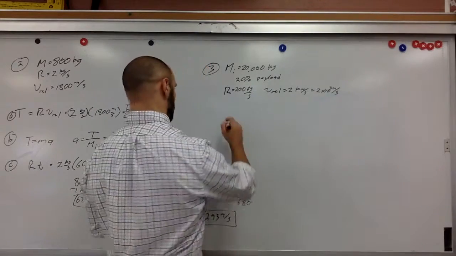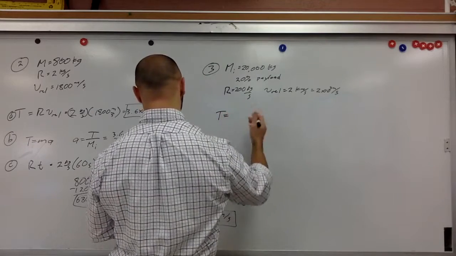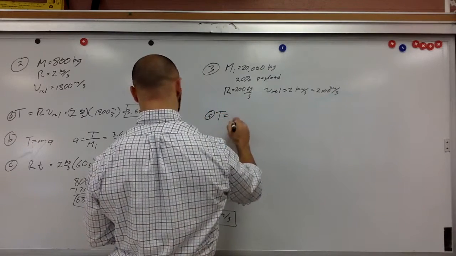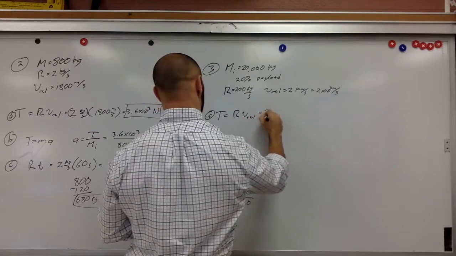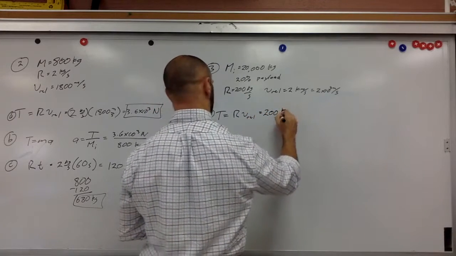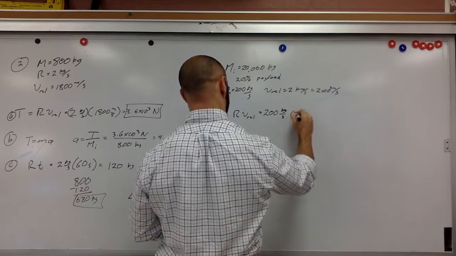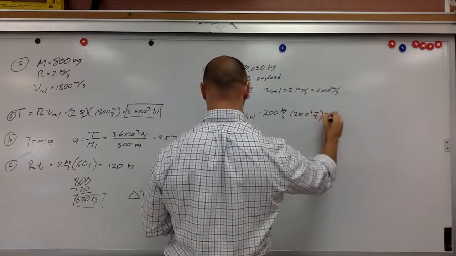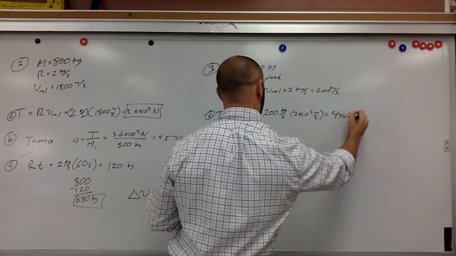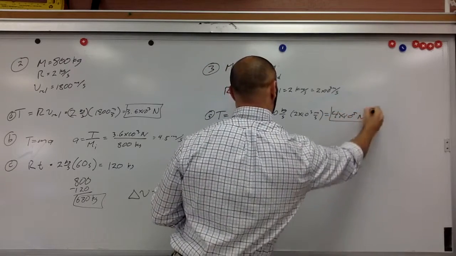Right? So if we're looking for the thrust, again, like I said, this is a lot of plug and chug. That's what it feels like. R times V rel. So this is 200 kilograms per second, 2 times 10 to the third meters per second. We end up with 4 times 10 to the fifth newtons.